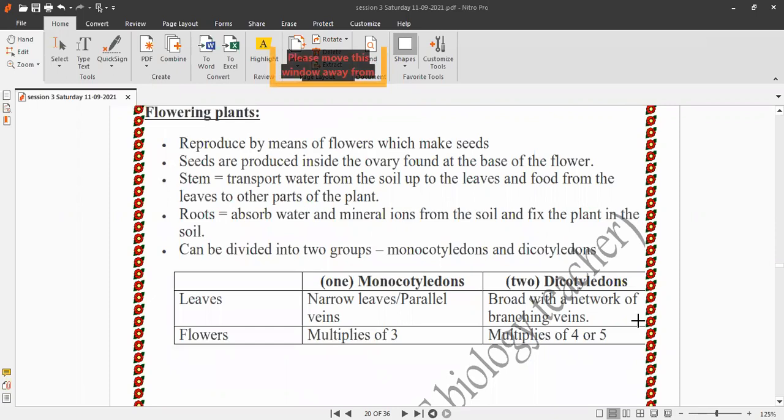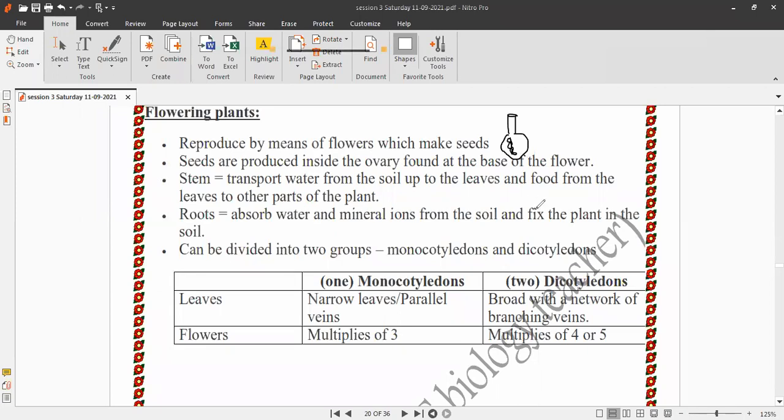Flowering plants reproduce by means of flowers, which make seeds. Seeds are produced inside the ovary, found at the base of the flower. This is called the ovary, and these are the ovules that become seeds.